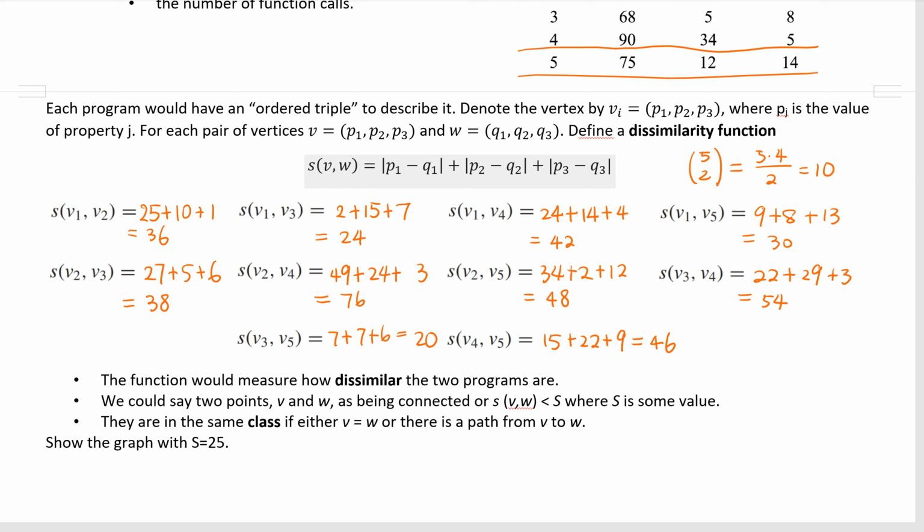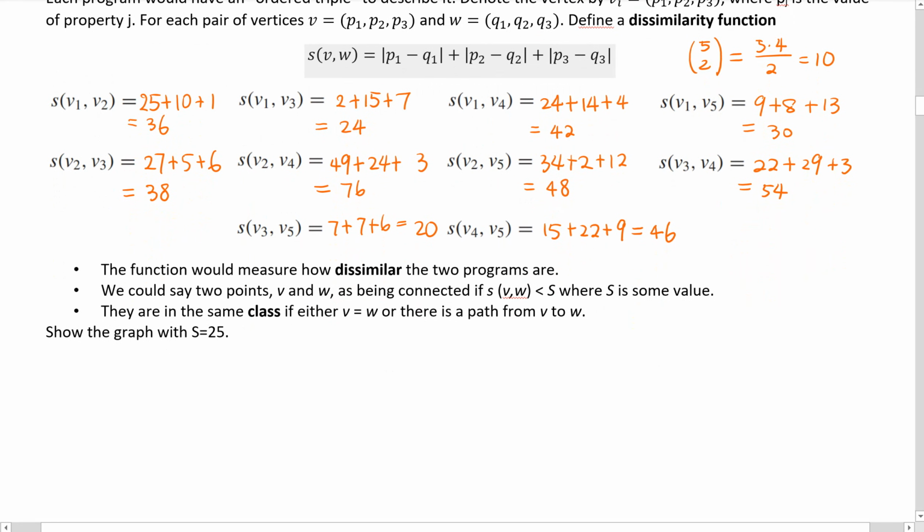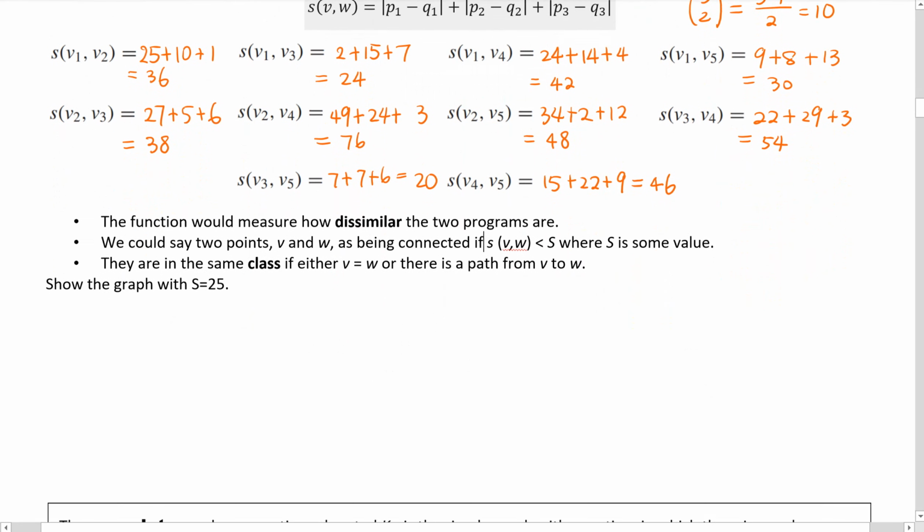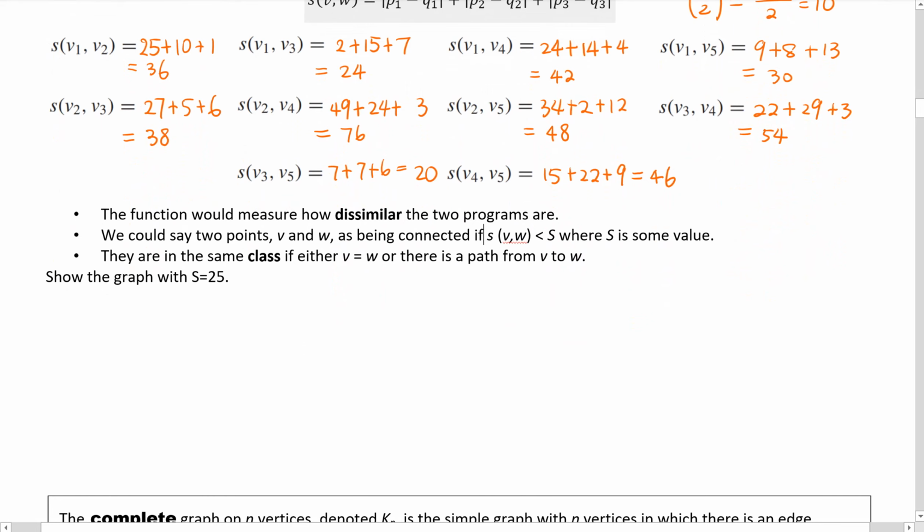Okay, so let's see. I think I have a typo here. So we can define the 2 points are connected if the dissimilarity is less than some value. And then they are in the same class if v equals w or there is a path from v to w. Okay, so show the path with s equals 25. So here we have 5 programs, right? So we have 5 vertices.